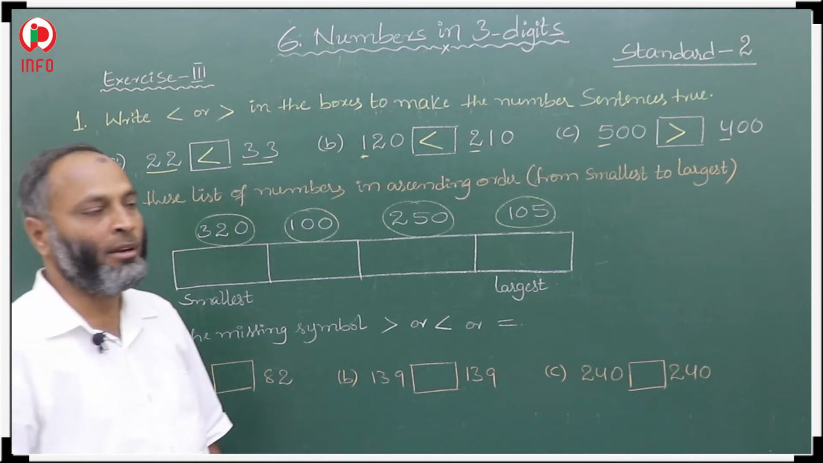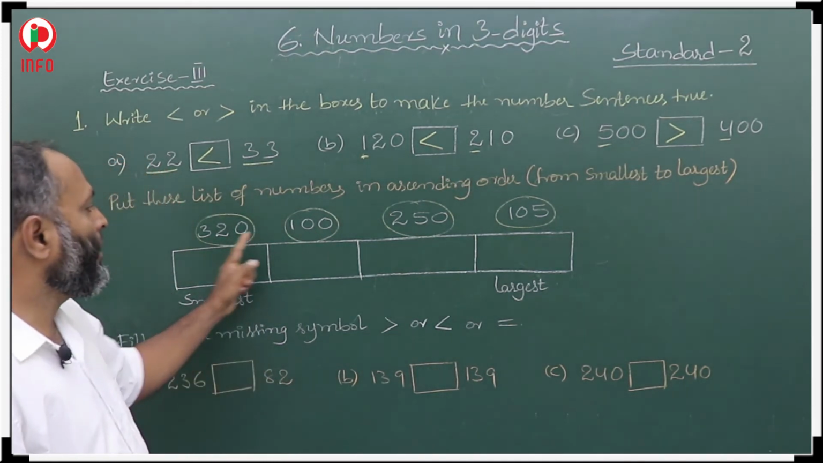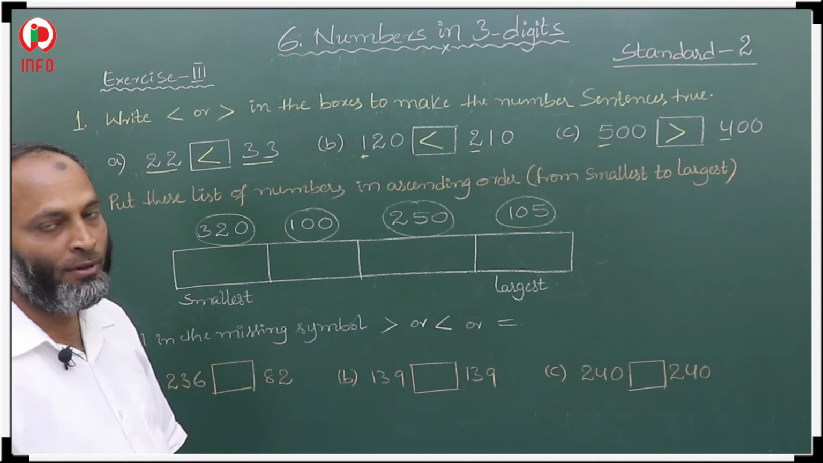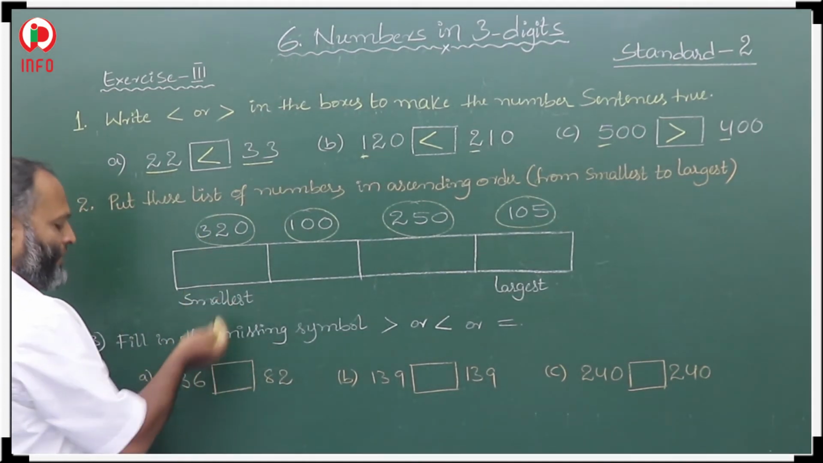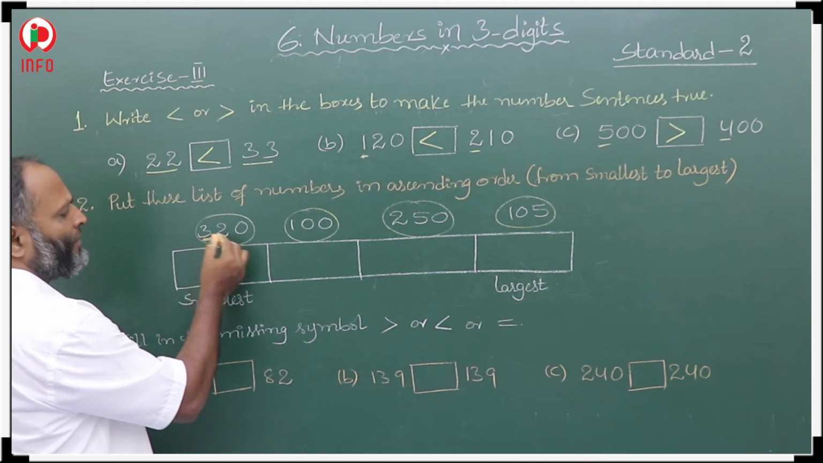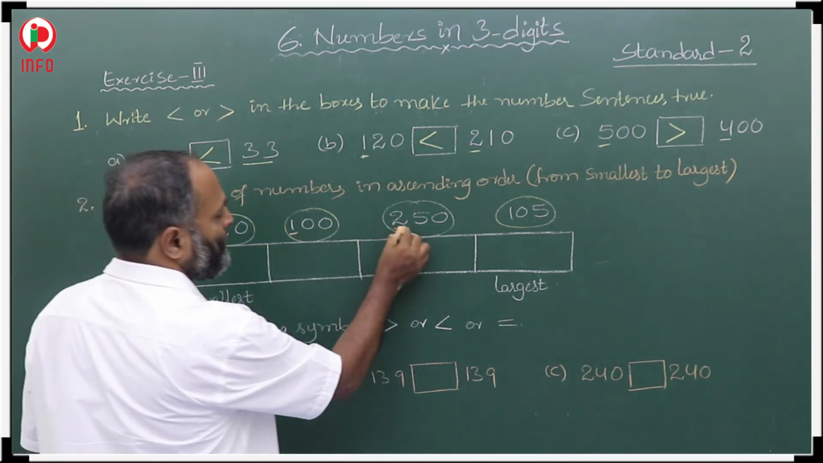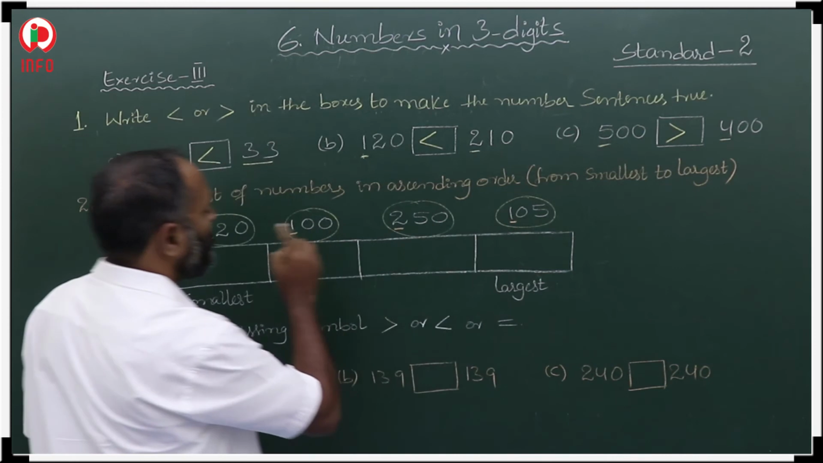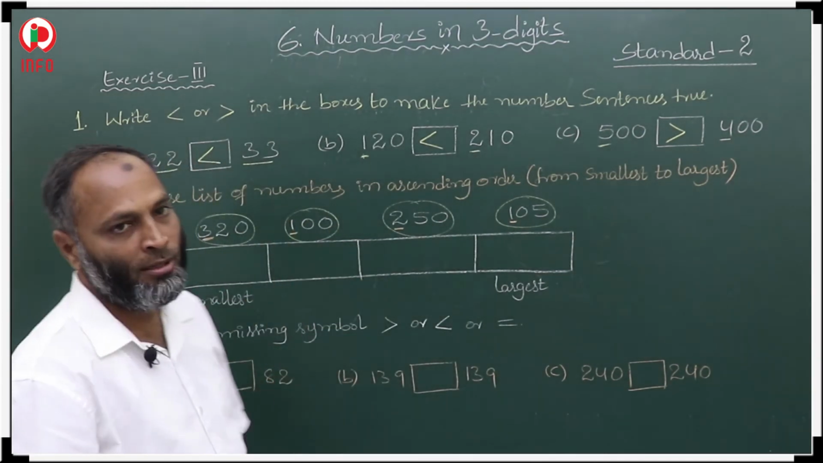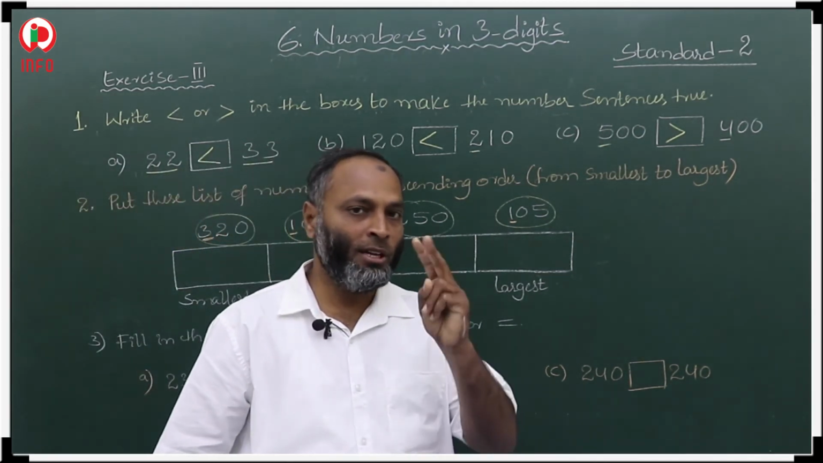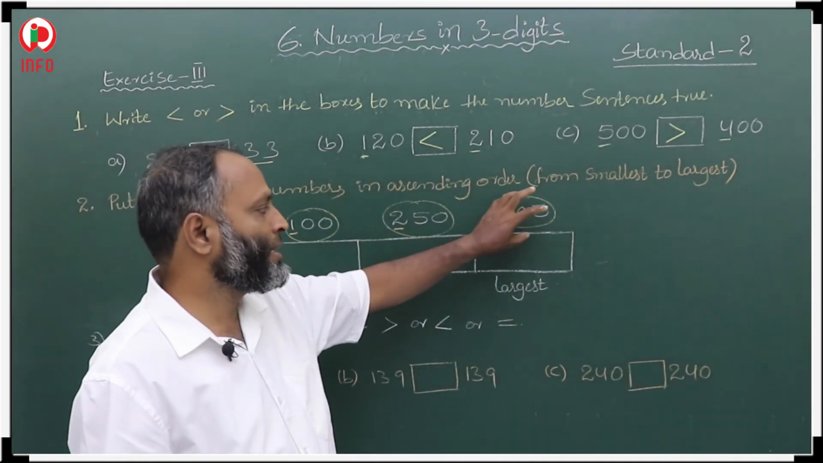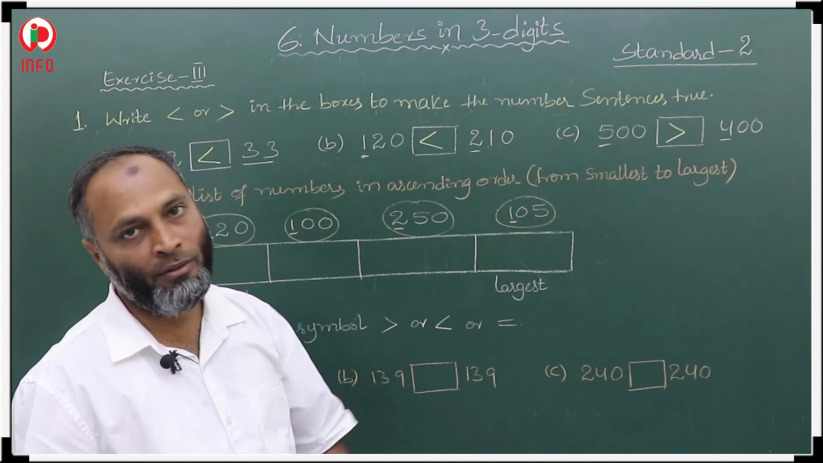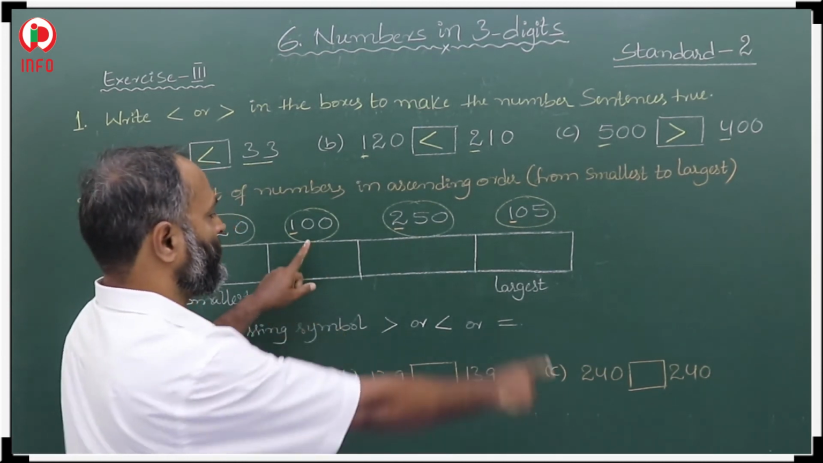Then how to compare? See here. Here all are 3-digit numbers. So we have to check the hundreds place. What is there in the hundreds place? 3, 1, 2, 1. It means 1 is smaller. So in these two numbers we have 1 in the hundreds place.